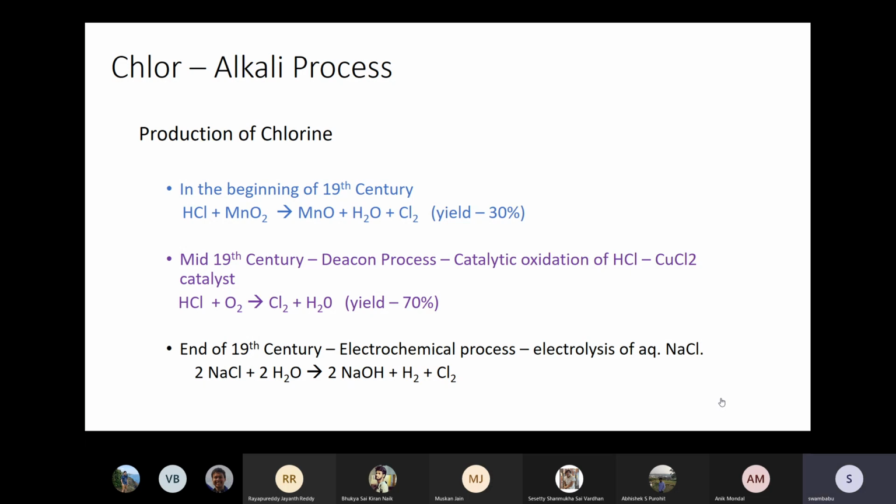It's a simple electrochemical process, that is electrolysis of salt water. So in this electrolysis process, sodium chloride and water react and produce NaOH, H2 and Cl2. This is the overall reaction, but the major reactions I will show you in the next slide.